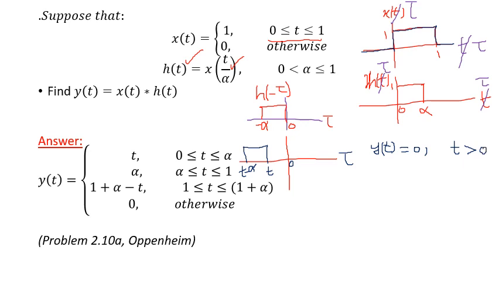Okay, the second interval will be y of t equals the product of the two, because both signals, this one has amplitude equal to 1, this one also has amplitude equal to 1, so the product will result in 1, and that's d tau.